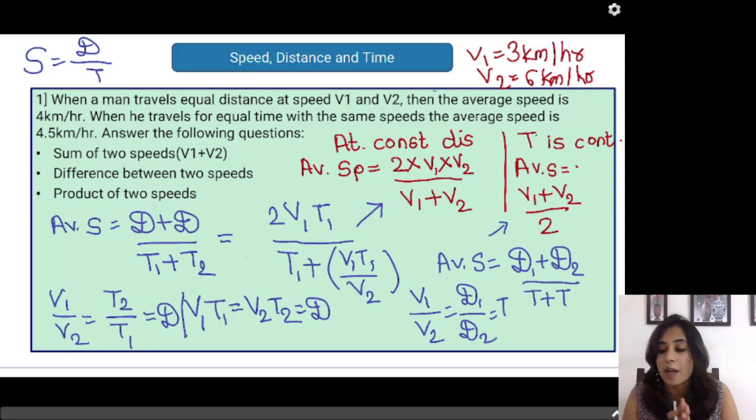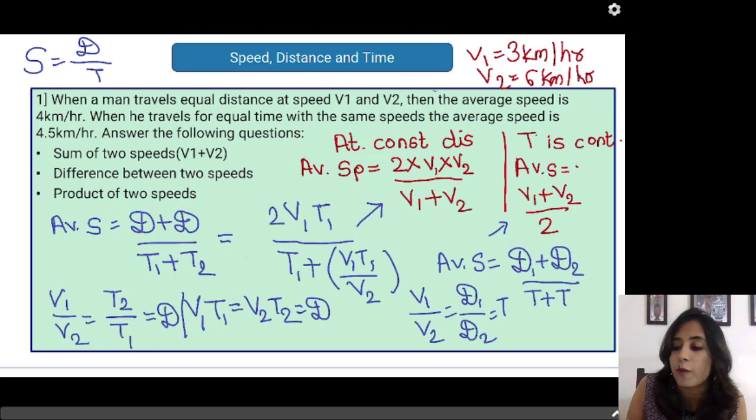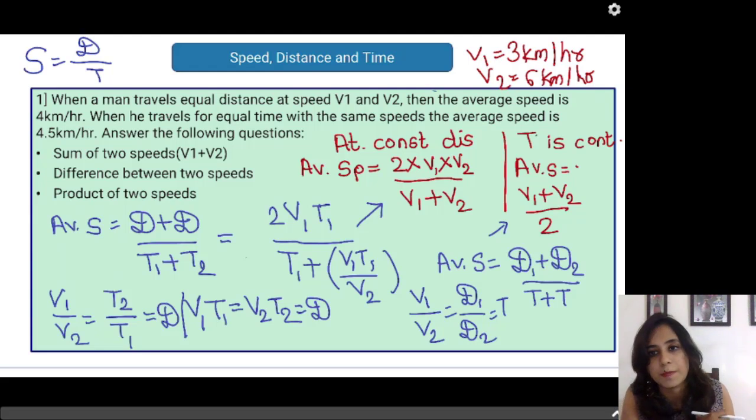I hope you guys have understood how I have arrived at these two formulas. I am going to give you 10 seconds to have a look at the screen, scribble in your book and derive these two formulas, and then learn them by heart, because it is important. You will save a lot of time if you know the formula for average speed when you have constant distance and constant time. So I am just going to wait for 10 seconds.